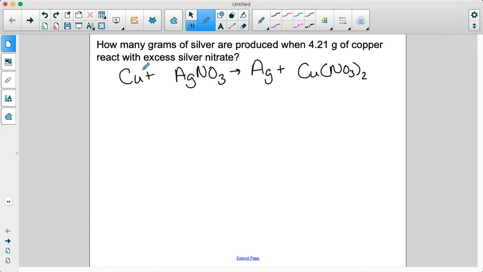Now the next thing we're going to need to do is balance this out. There's one copper there, one there, we're good. One silver, one silver. We've got two nitrates on the product side, so we need a 2 there, and then the 2 in front of silver to balance it out.